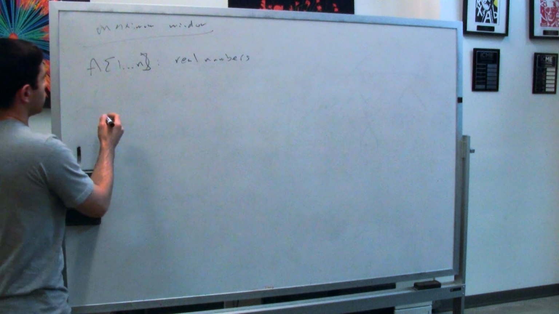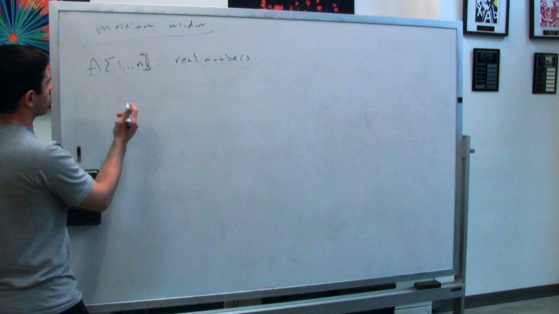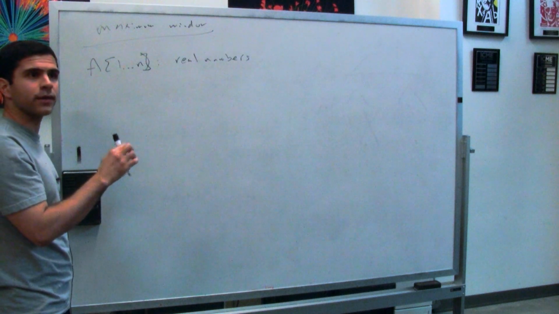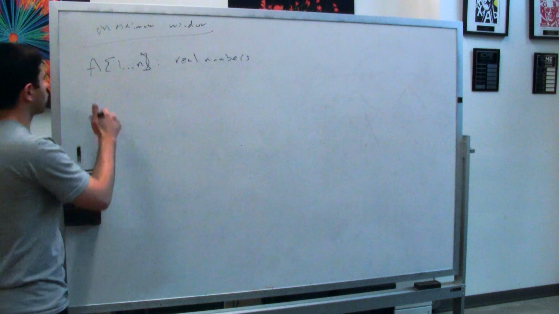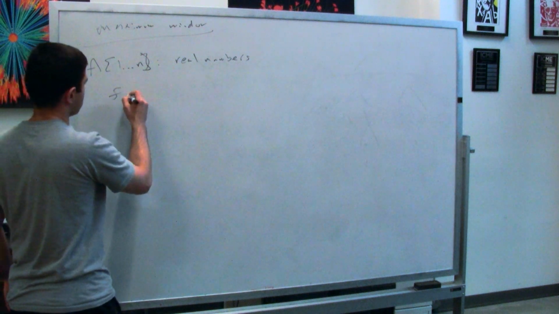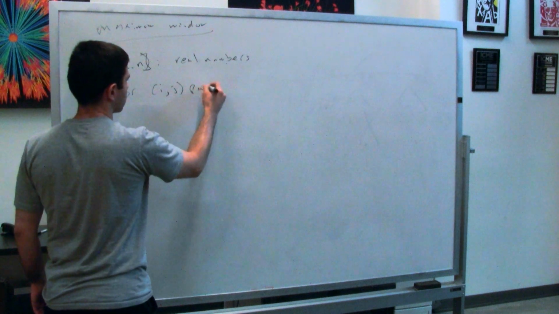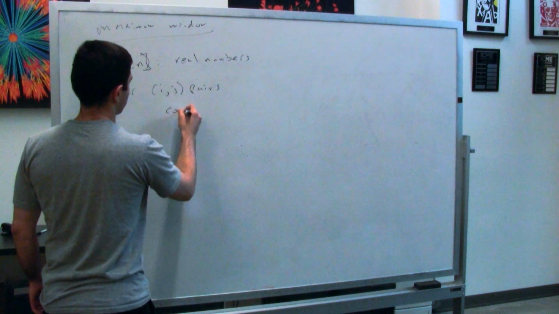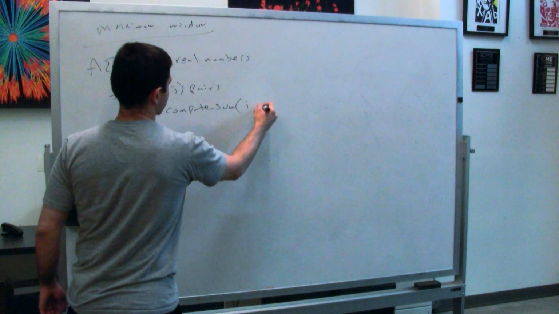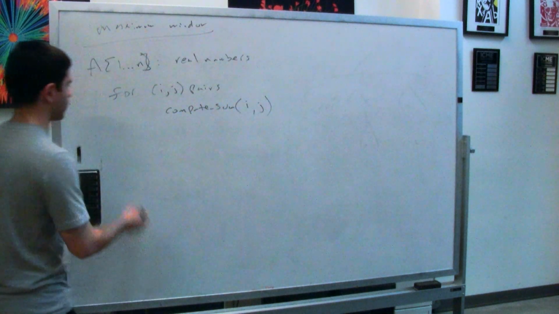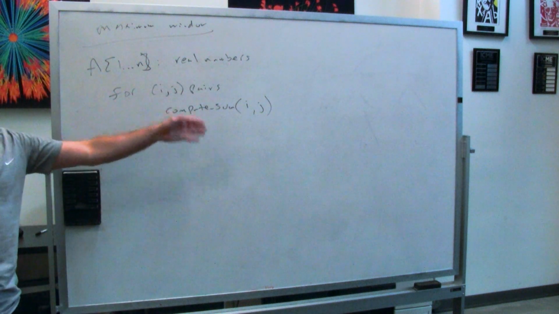And here's a really simple algorithm for this. You can just loop through all pairs. Is the problem definition clear, by the way? Anyone not clear about the problem definition? Okay, so just loop through all pairs i, j, and compute the sum from i to j. Compute sum just takes a_i through a_j and adds them up.